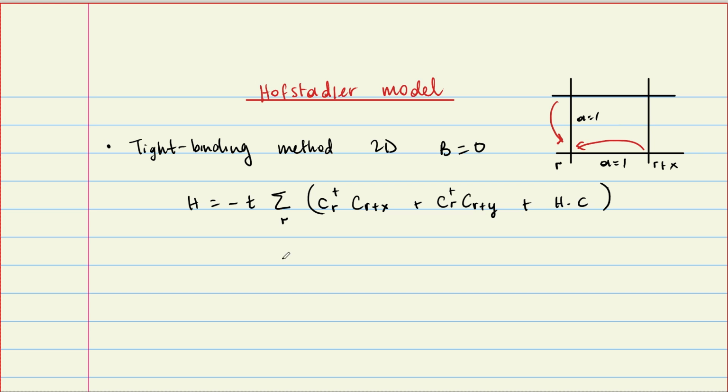An alternative way to write the same Hamiltonian is minus t. Some people like this form, R plus x plus R. Actually, the other way, but it doesn't matter. Let me just write it like this. It's not actually important because there is also a Hermitian conjugate there. So this is R plus y vector plus Hermitian conjugate.